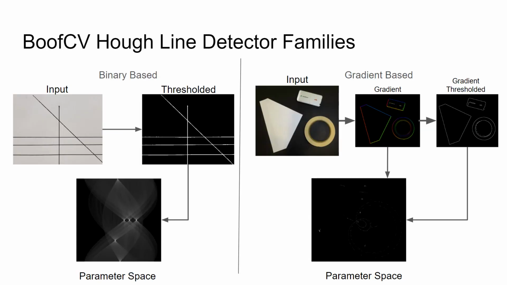Here's a visual summary of the two types of Hough line detectors in BoofCV. For the binary, you get an input image, and then you need some way to convert it into a binary image. In this case, simple thresholding is used, and then from that, you compute the parameter space histogram. For the gradient-based one, you take your input image and compute the gradient. From the gradient, you create a threshold image based on the gradient magnitude, and then you take the gradient and the binary image and compute the parameter space histogram.